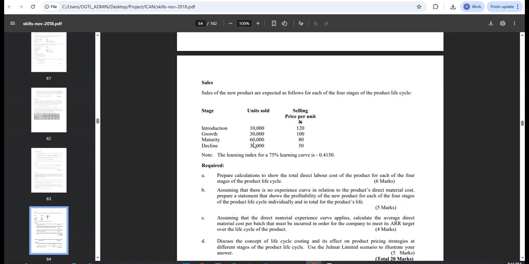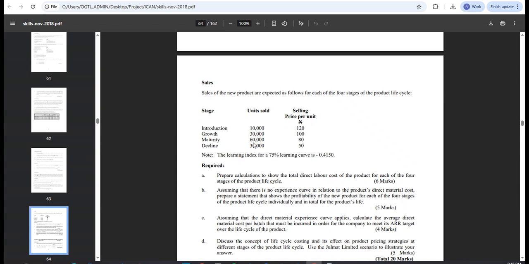Note: the learning index for a 75% learning curve is -0.4150. That one has made it easy for you, so you don't need to be calculating your B again, in Y equals AX raised to power B. They've given you the learning curve. You can calculate it to confirm.